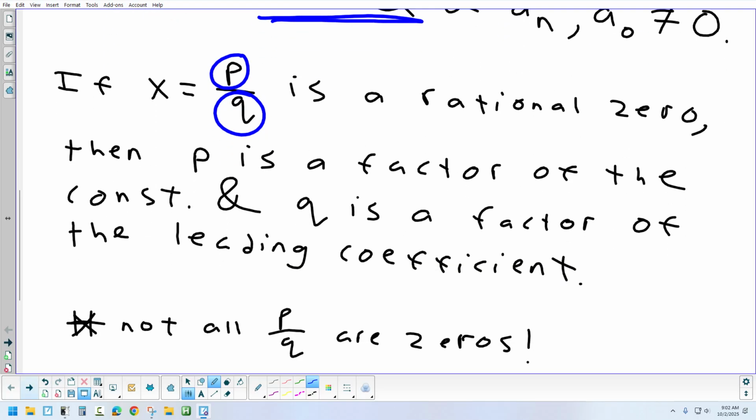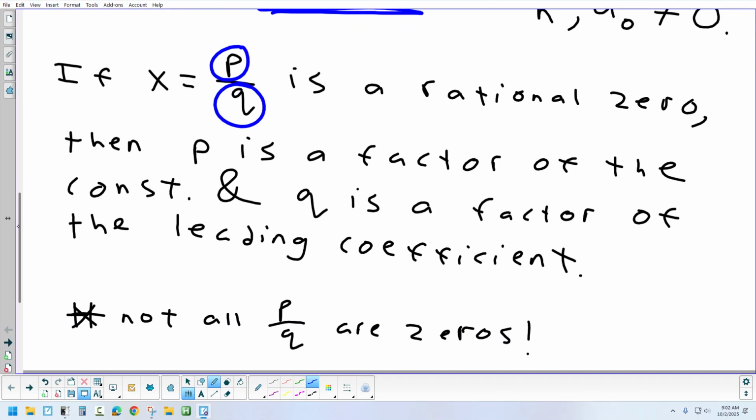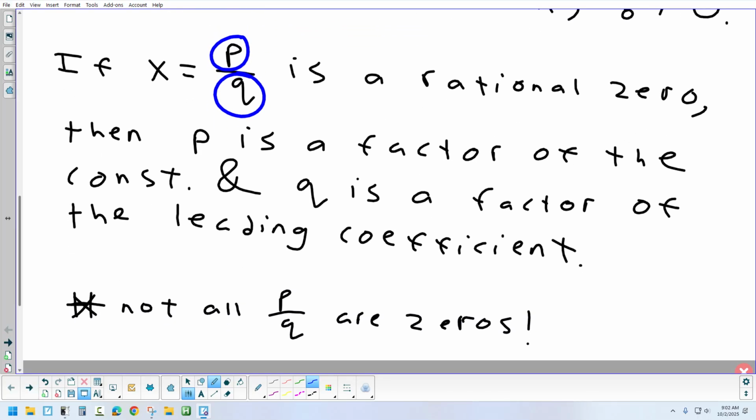Now, one thing to understand, this theorem generates a list of possibilities. It's not saying that every single possibility you write down is an actual answer. Okay? It only generates a list of possibilities. You then have to go through, after you generate this list, and check, do any of them actually work?